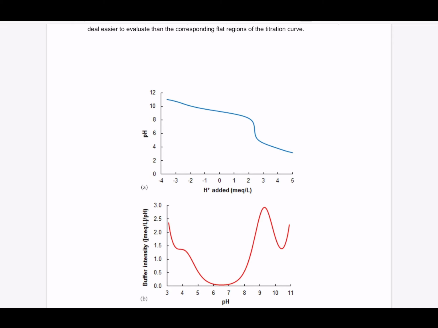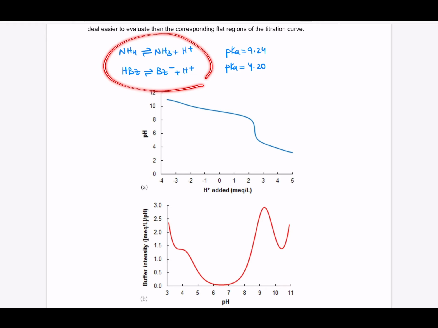So here, for example, what it shows is the titration of the same system, which had ammonia in the system, and we had benzoate or benzoic acid, so BZ. As I mentioned, the pKa for this system is 9.24. The pKa for this one is 4.20. So if we do titration only on this system, then this would be the curve of titration.